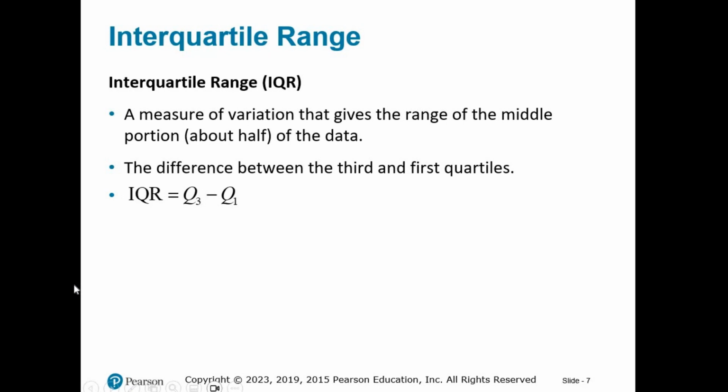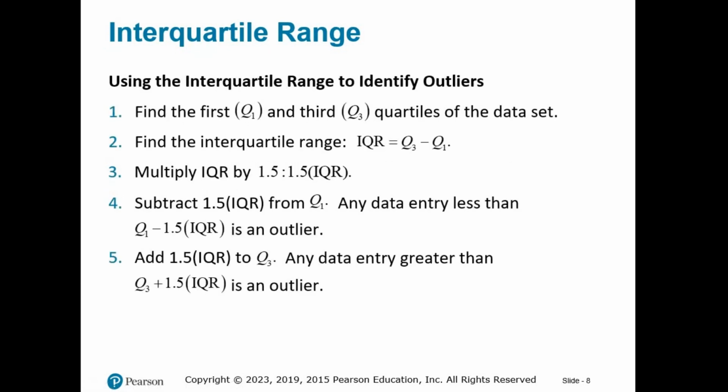Here's how we do that. Find the first and third quartiles of the data set. Find the interquartile range, which we said was the difference between Q3 and Q1. Then we need to multiply the interquartile range, or the IQR, by 1.5. Then that figure is used in two different equations, one for lower outliers and one for higher outliers.